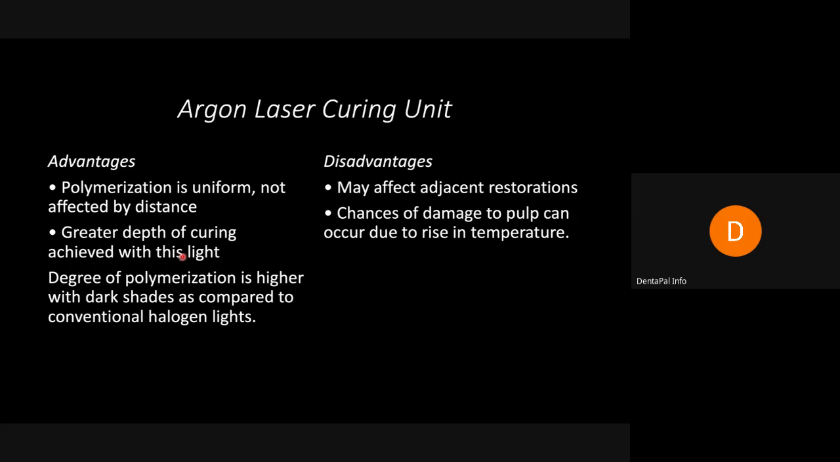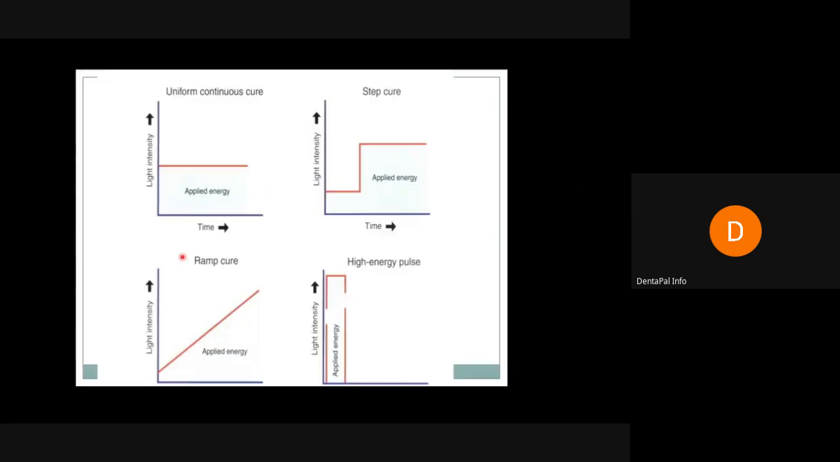But unfortunately, the argon laser may affect the adjacent teeth and the adjacent restorations, and due to the generation of heat during polymerization, it may affect the vitality of the pulp and cause sensitivity. So briefly, we have different devices for light curing. Halogen was the most commonly used in the past. Nowadays, the most commonly used is LED. We have plasma arc and we have argon laser, and both of them have limited use in dentistry.